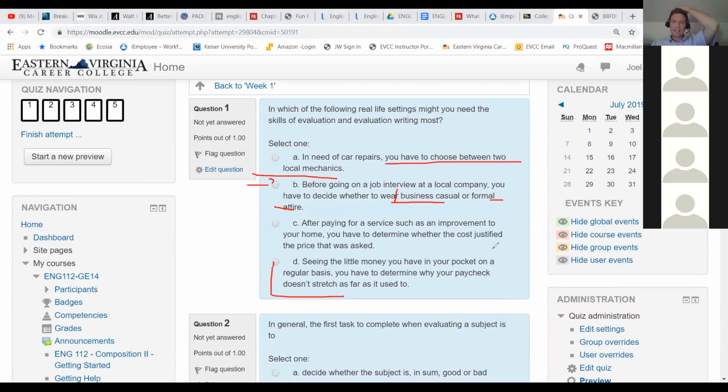And then D is not so much evaluation as it is the other important area, which is causal analysis. You're trying to ask why something is happening. Okay. Yeah, and so I thought it was evaluating the cost of the repairs. So it is evaluating whether the cost of the repairs was justified. Was it worth the price, is what you're trying to ask.